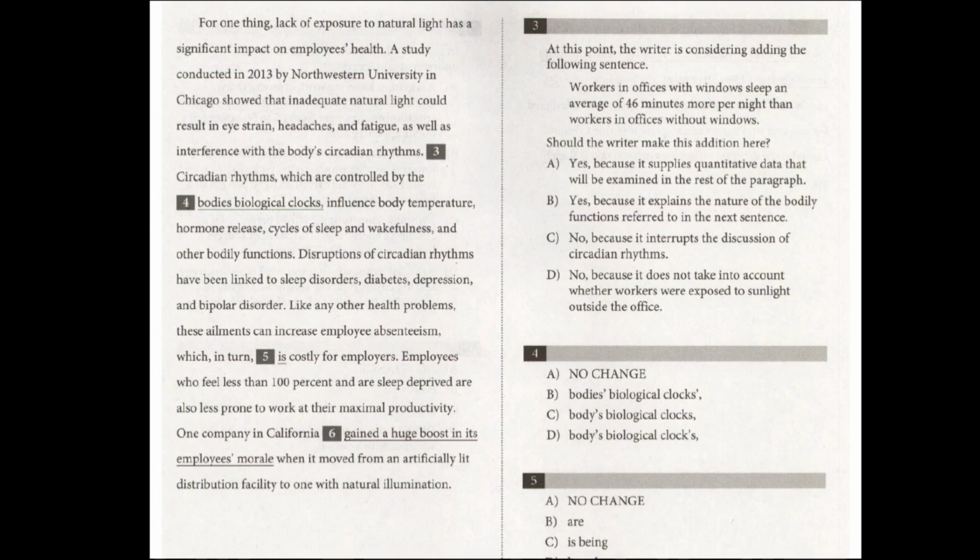The section right before number 3 starts the discussion of circadian rhythms, and the section after it continues this discussion. The inclusion of the sentence in question 3 seems random at best. Choice A is incorrect because data described in question 3 is not examined in the rest of the paragraph. Choice B is incorrect because the sentence in question 3 is just a statistic, and as such, it does not explain the nature of any bodily functions. Choice D is incorrect because it discusses a variable that is not relevant to what the passage is discussing.